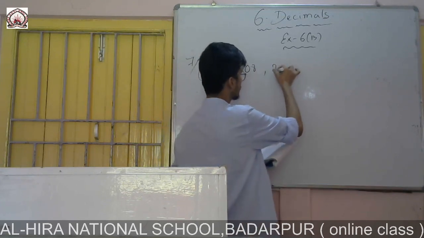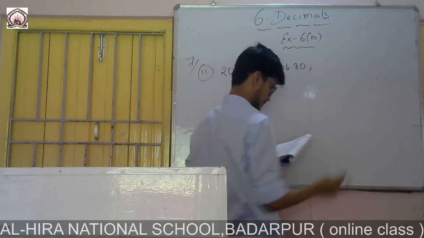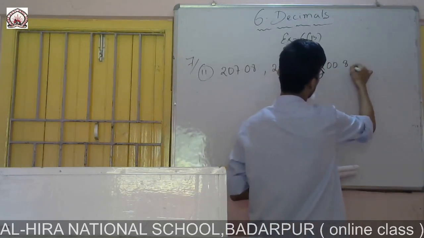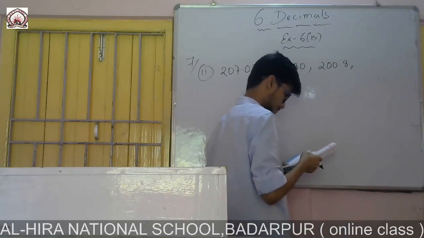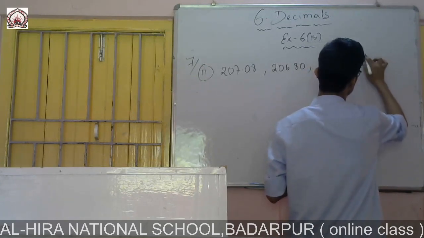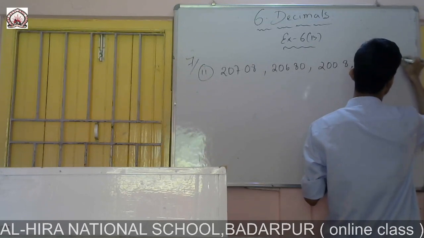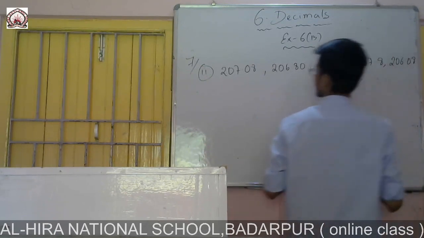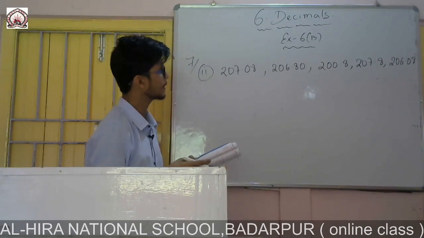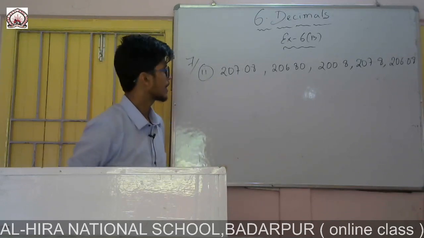Next one is 206.80, then 200.8, then 207.8, and last one it is 206.08. So the numbers are 207.08, 206.80, 200.8, 207.8, 206.08. So I have to arrange this.